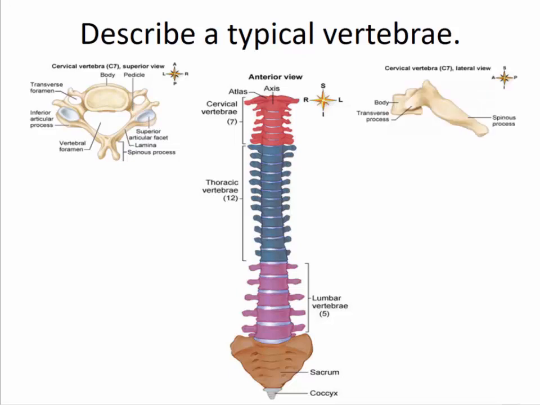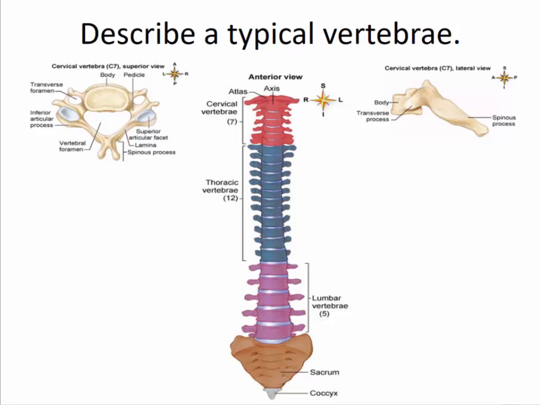To take a lateral view of that same cervical vertebra, we can see here that we have the body, we have the transverse process sticking off to the side of the body in the transverse plane, and then we have the spinous process sticking off to the posterior side of the vertebra.